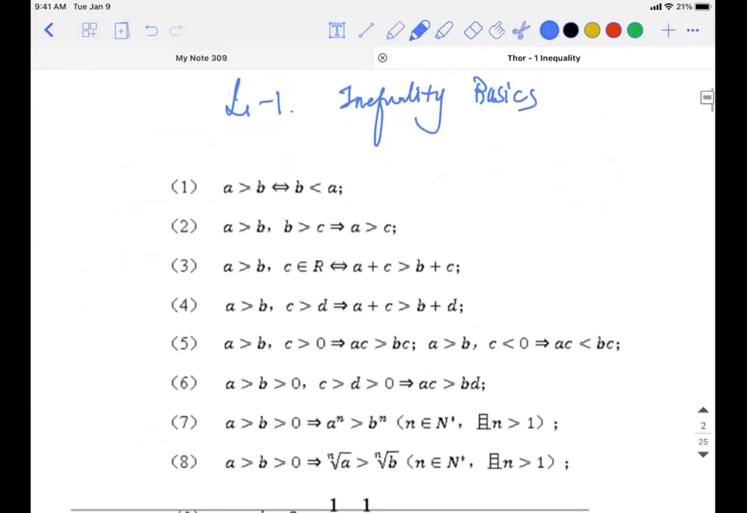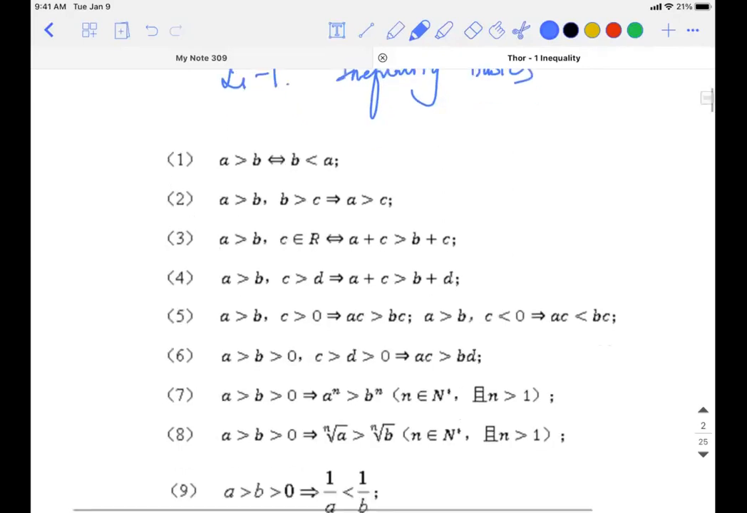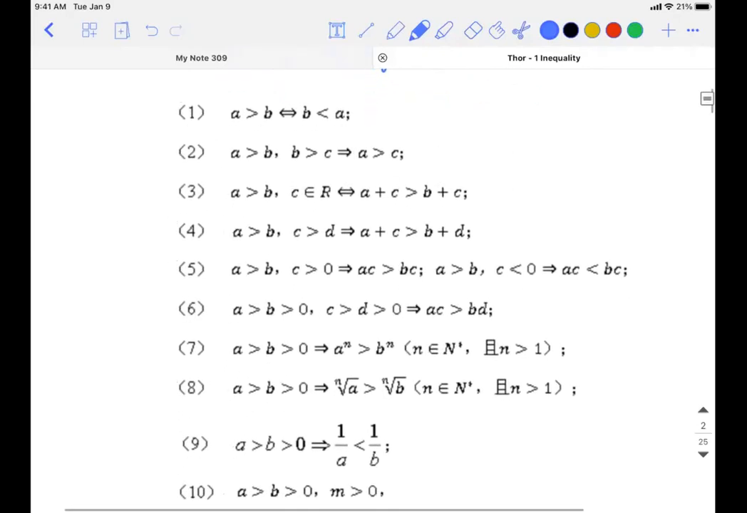I think the concept of inequality shouldn't be very unfamiliar for most students, especially since in elementary school you already learned how to compare two numbers, which one is bigger, which one is smaller. The same thing applies when you elaborate the concept to variables or parameters. So for instance, this page lists some basic concepts of inequality, which are very familiar, very basic for pretty much everyone.